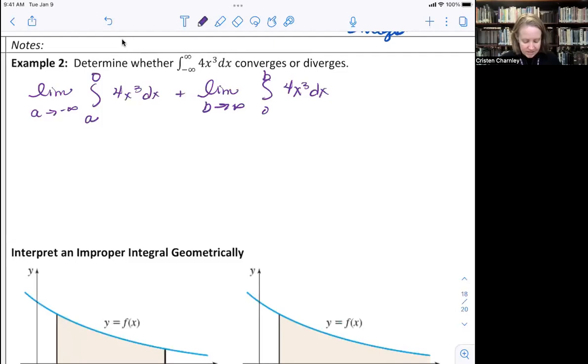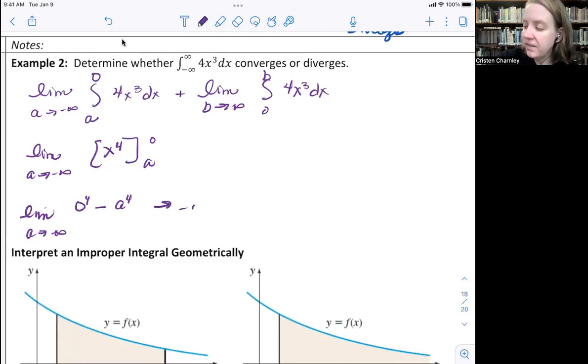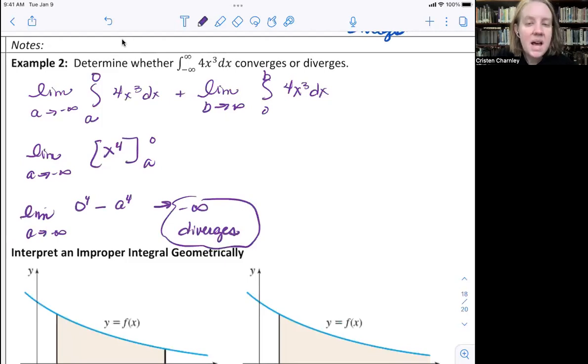So then what we're going to do is integrate each improper integral. So let's start with the one on the left. The limit as a approaches negative infinity, antiderivative of 4x cubed is going to be x to the 4th between a and 0. So this becomes 0 to the 4th minus a to the 4th. And if we put negative infinity in place of the a, negative infinity to the 4th power is a positive infinity. So the result is negative infinity. Right away, I know that it diverges. D-I-V-E-R, diverges.